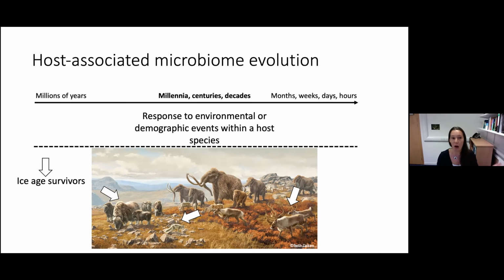Here's an image of the macrofauna of the last ice age. Of course, a lot of these large mammalian species went extinct, but the white arrows show a few species that actually survive the transition from the last ice age to today. There's a musk ox, there's an Arctic fox, which is difficult to see, reindeer. So if we could study the microbiome of these survivors throughout the transition from the last ice age to today, we could understand what type of impact climate change has on host-associated microbiomes.